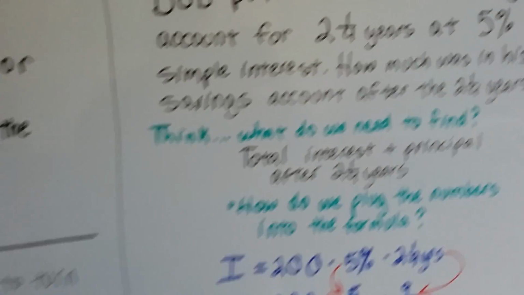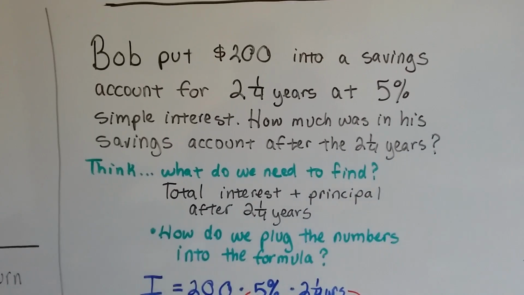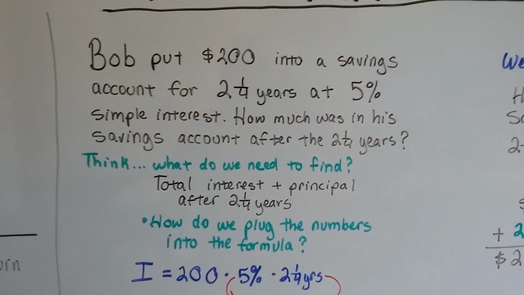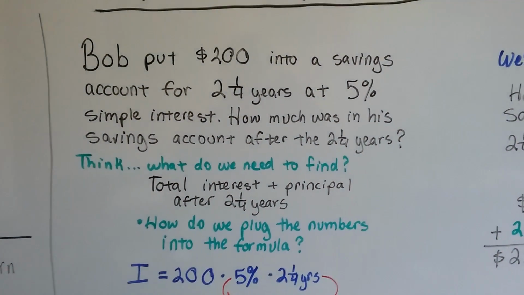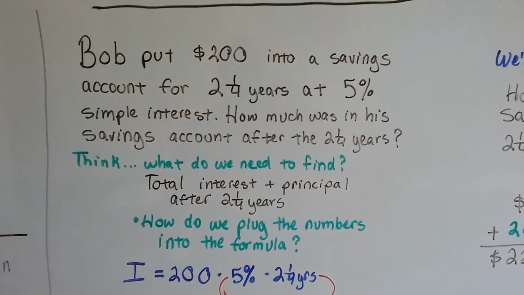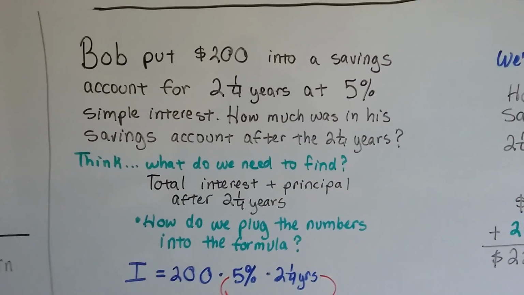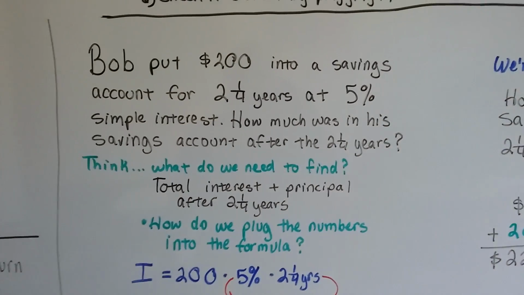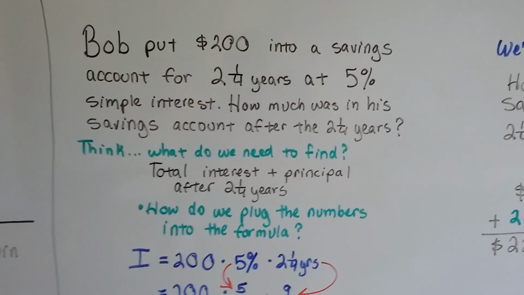So let's take a look at this problem. Bob put $200 into a savings account for 2 1/4 years at 5% simple interest. How much was in his savings account after the 2 1/4 years? So we think, what do we need to find? Well, it says the total interest and principal after 2 1/4 years. It wants to know how much is in his account. So we have to have the principal and all the interest he earned over all that time.